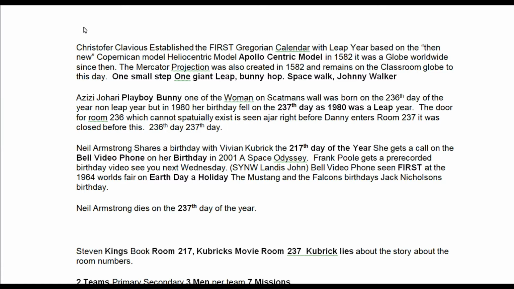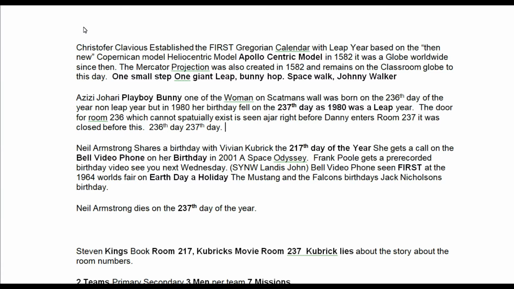we see the Christopher Clavius base. Christopher Clavius is the man that establishes the first Gregorian calendar with leap year based on the new Copernican model, which would be the heliocentric model, the Apollo-centric model, the sun-centered, in 1582. And this is the same year that they come up with the Mercator projection, which is the same globe that you had in your classroom when you were in fourth grade or third grade, whatever grade they had a globe in your classroom. It was the Mercator projection.